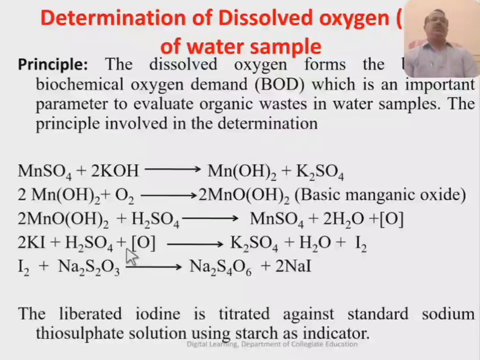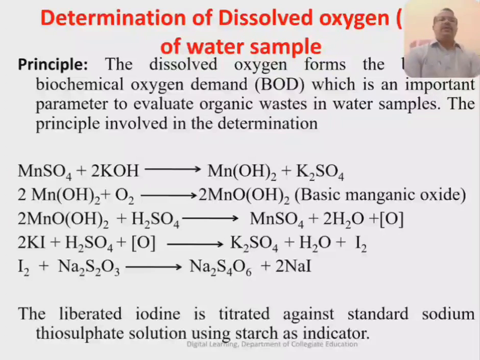Next, determination of dissolved oxygen of a water sample. The principle involved here is that dissolved oxygen forms the basis of the biochemical oxygen demand reaction, which is an important parameter to evaluate organic waste in a water sample. Here, an alkaline manganese sulfate solution, or Mn2+ ions, are added to an alkaline water sample.